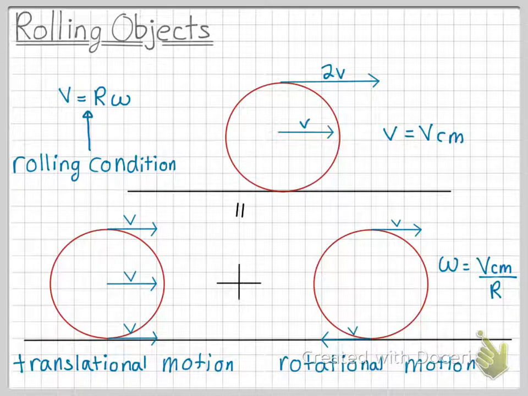So if you take a look at the two different diagrams below, you will see that the velocities at the contact point at the bottom are pointing in the opposite direction, so they will cancel. And the velocities at the top are pointing in the same direction, so they will add. So when we combine our two diagrams on the bottom, we get the same diagram on the top.